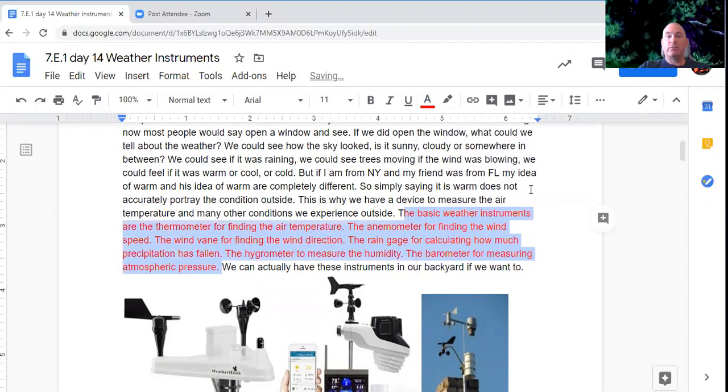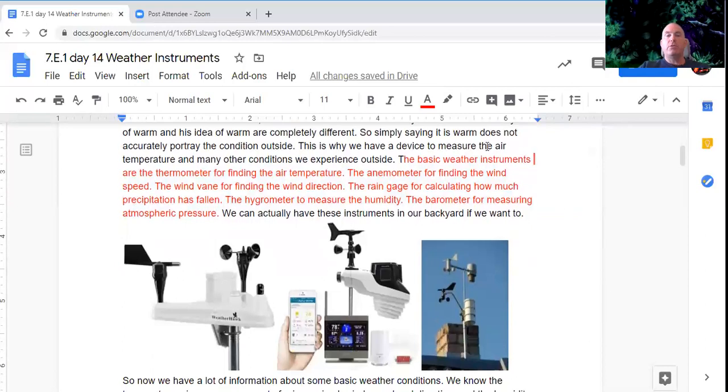You need to know all of these. Somebody asks you, what do you use to find the temperature? A thermometer. What do you use to find the barometric pressure? A barometer. What do you use to find the amount of rain that has fallen? A rain gauge. Those are the kind of things you need to be able to spit out if somebody asks you those questions, specifically on an assessment.